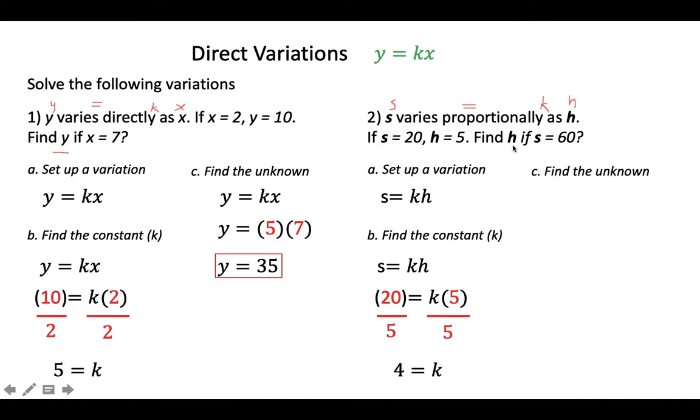Lastly, we find the unknown h. What is h if s is 60? Using the same variation, we replace s by 60 and k by 4 so that we can find the value of h. We divide both sides by 4 because we want to isolate h. 4 divided by 4 is 1, h is left, and 60 divided by 4 is 15. Our h, which is the unknown, is 15.